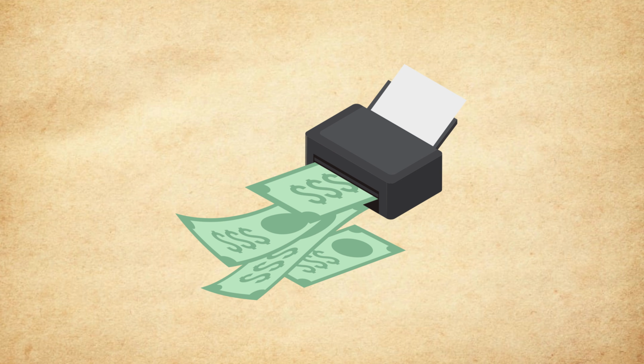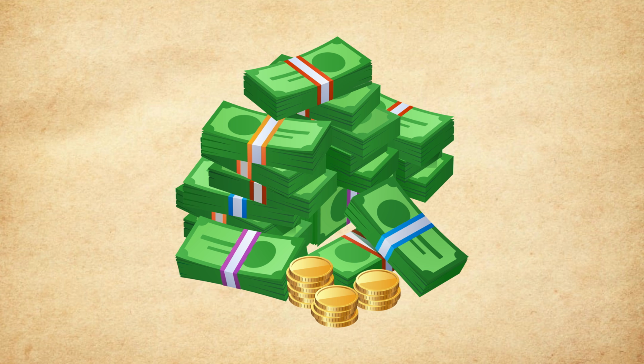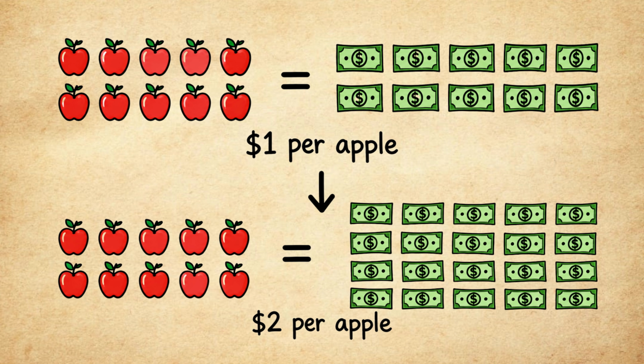But here's the problem. Printing money doesn't create new apples, cars, or houses. It just creates more pieces of paper chasing the same pile of stuff. Think of it like this. If there are 10 apples in the world and $10, each apple costs $1. Now print 10 more dollars, still 10 apples. Now each apple costs $2. And congratulations, you just made everyone poorer.